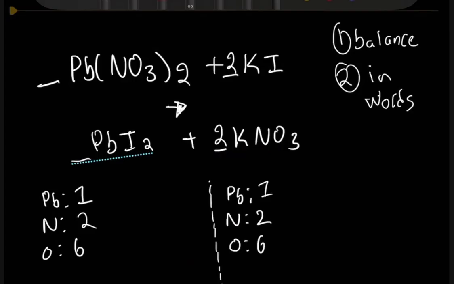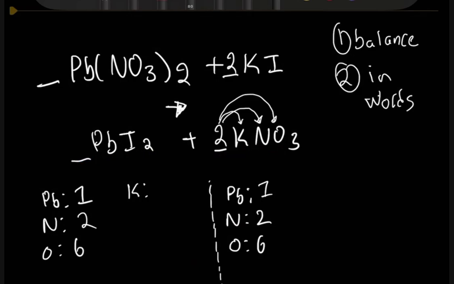So then add a 2. No wait. As of now, you're good, right? Do you see that? 1, 2, 6. Does that make sense? Because this 2 applies to the nitrogen and to the potassium and to the O3. So as of now, you're good.